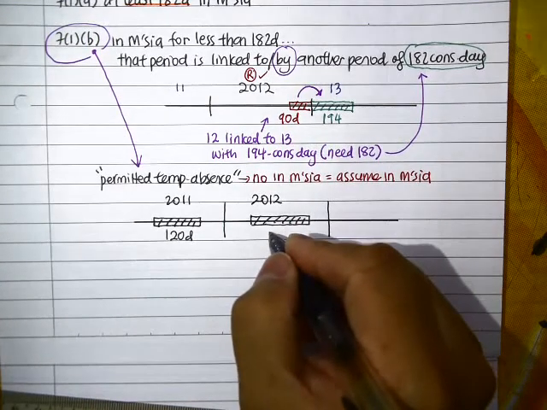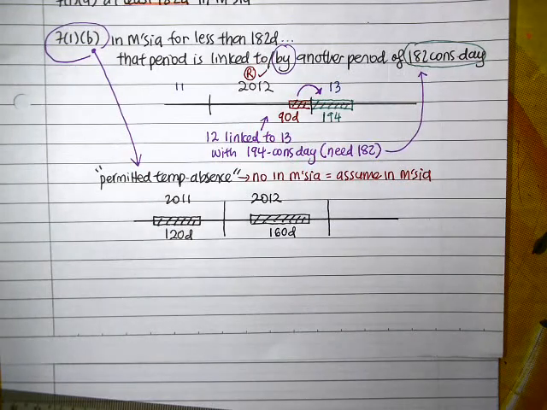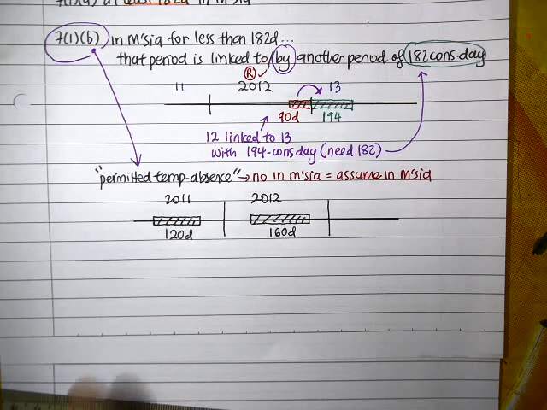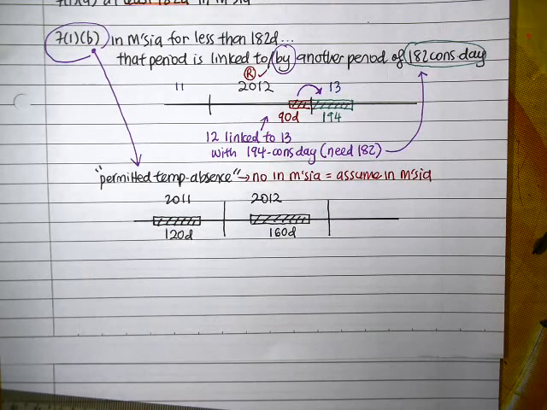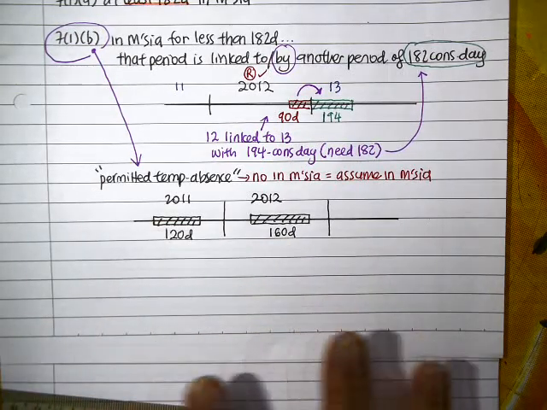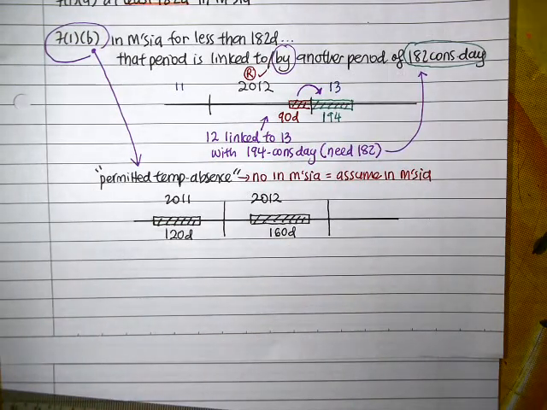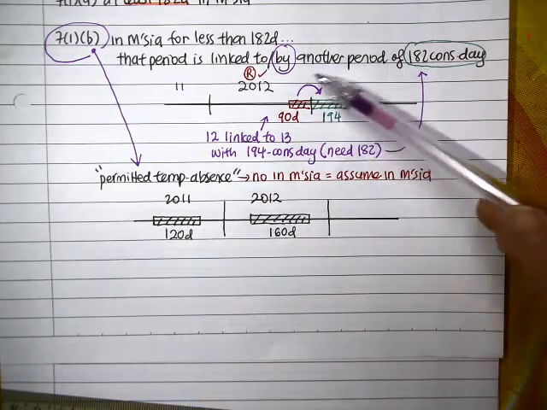Now 2012, I'm in the country for 160 days. By itself, you will not be a resident by virtue of 1A. Agree? Because you don't have 182. When you don't have 182, what you need is to have these two years borrow from each other. But if they borrow from each other, the requirement is they must be joining together, like what you see on top.